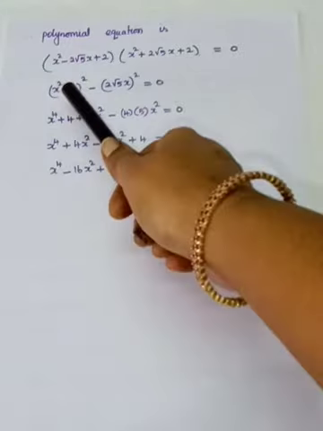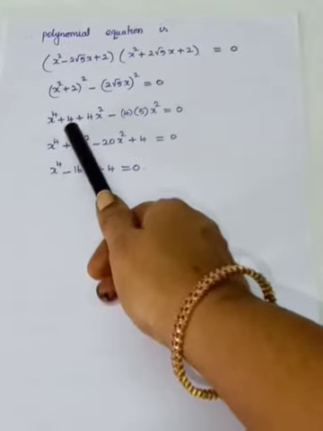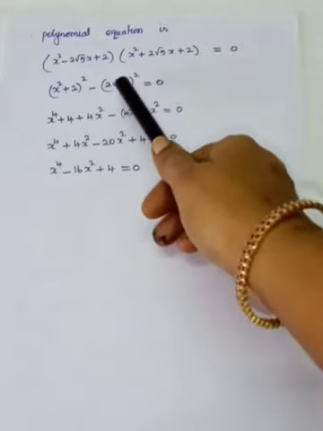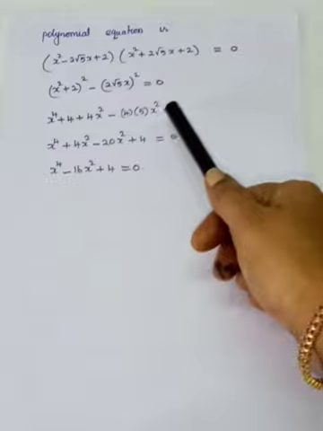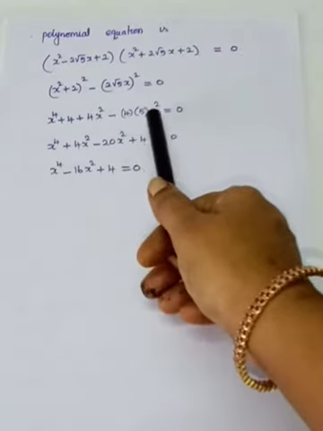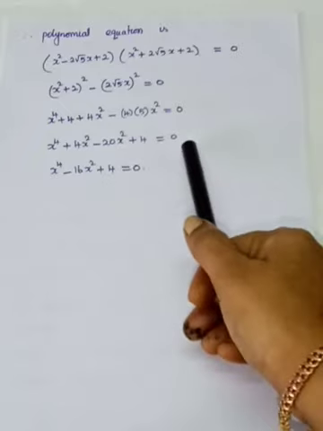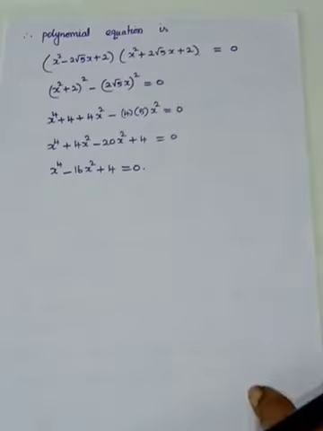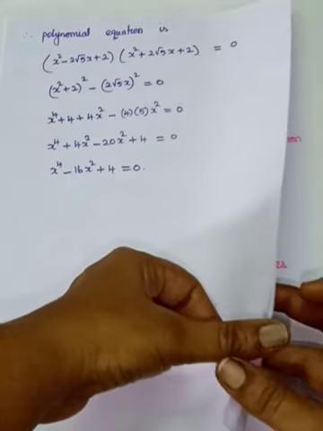When you expand, it is x power 4 plus 4x squared plus 4, minus 2 squared is 4, root 5 the whole squared is 5 into x squared is equal to 0. When you arrange, x power 4 plus 4x squared minus 20x squared plus 4 is equal to 0. So 4x squared minus 20x squared is minus 16x squared plus 4 is equal to 0.